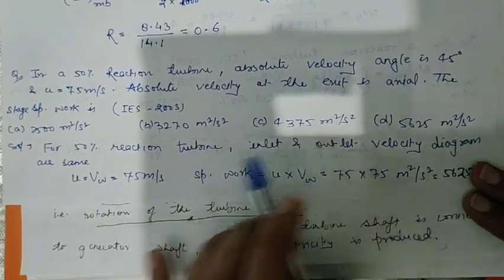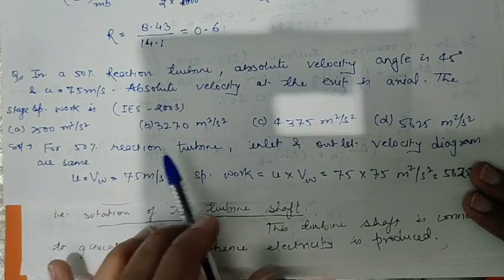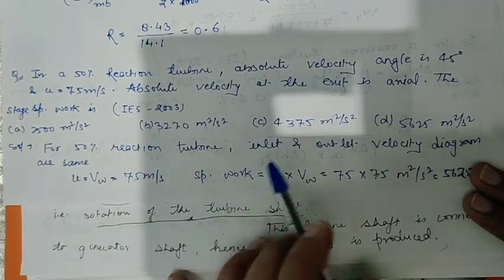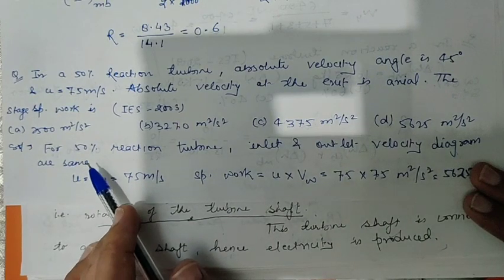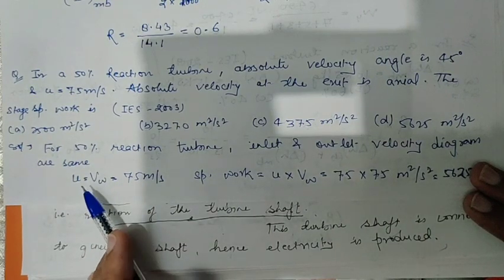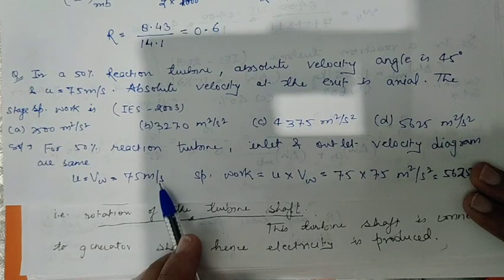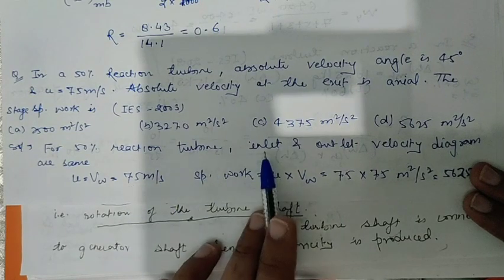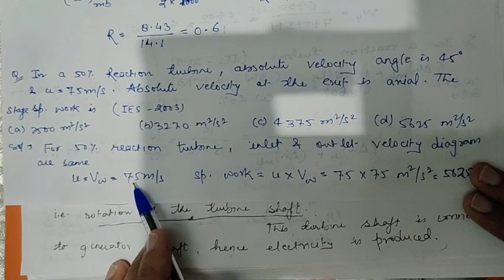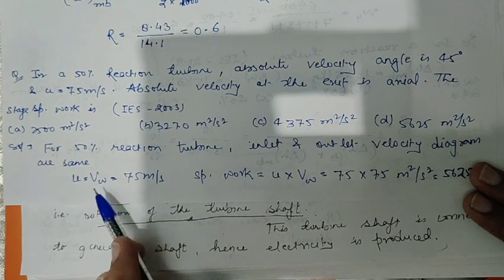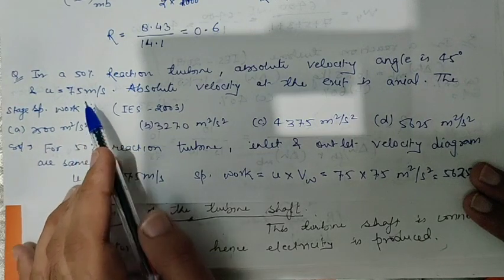So this is well known to you that for the 50% reaction turbine, inlet and outlet velocity diagram are same as we have discussed in the chapter steam turbine. U is equals to 75 meter per second. There is a symmetry in inlet triangle and outlet triangle, therefore U is equals to VW is equals to 75 meter per second.